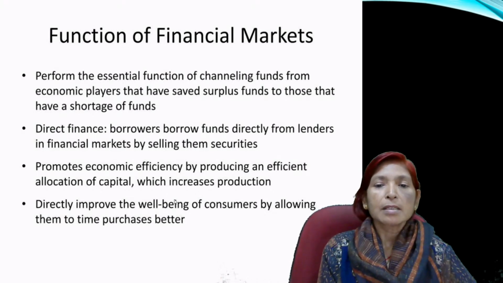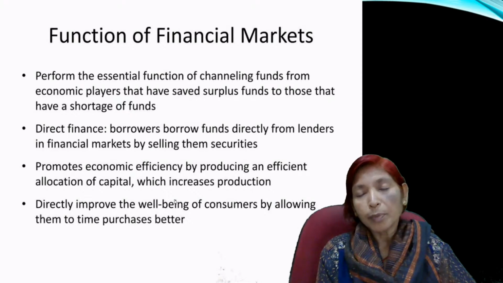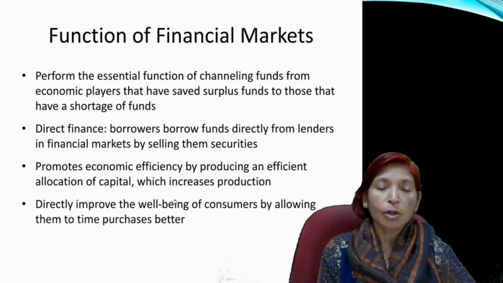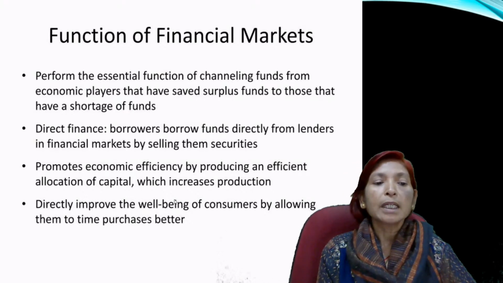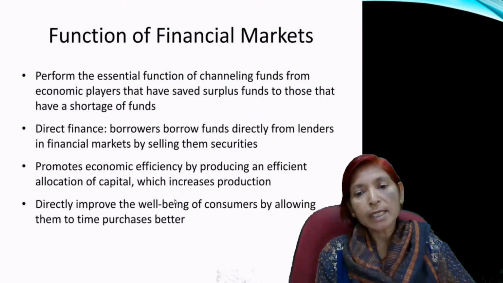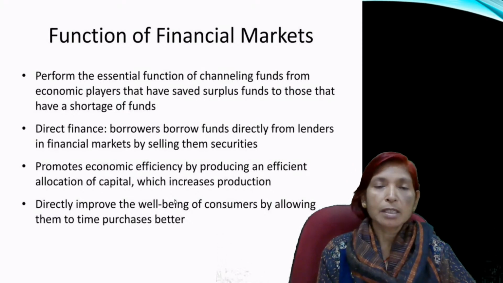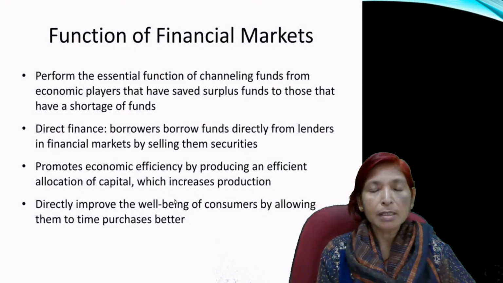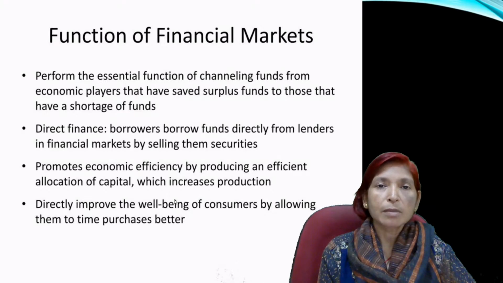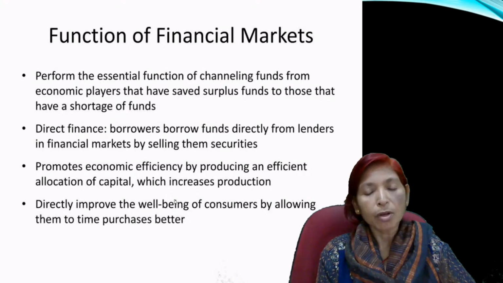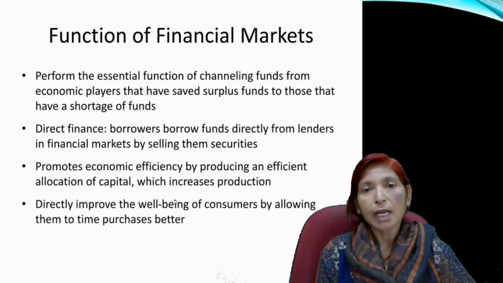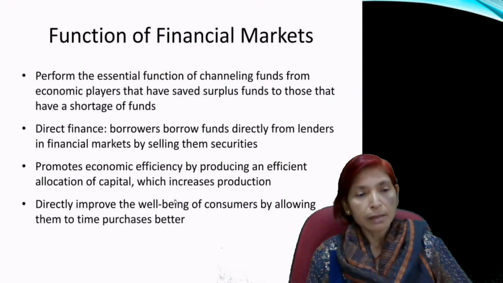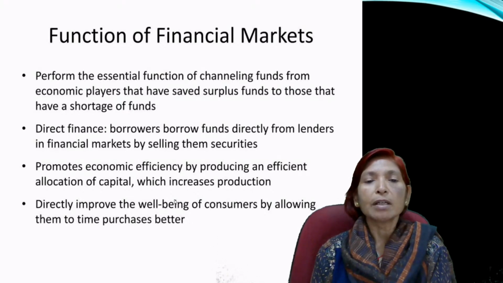Financial markets provide surplus funds to those persons who have a shortage of funds. Financial markets play a very important role in increasing economic efficiency by producing an efficient allocation of capital, which increases the production level. When production increases, employment opportunities will be generated, investment will increase, income will increase, the economy will grow, and economic development will be possible. And it directly improves the well-being of the consumers also by allowing them to time purchases better. So these are the main functions of financial markets.